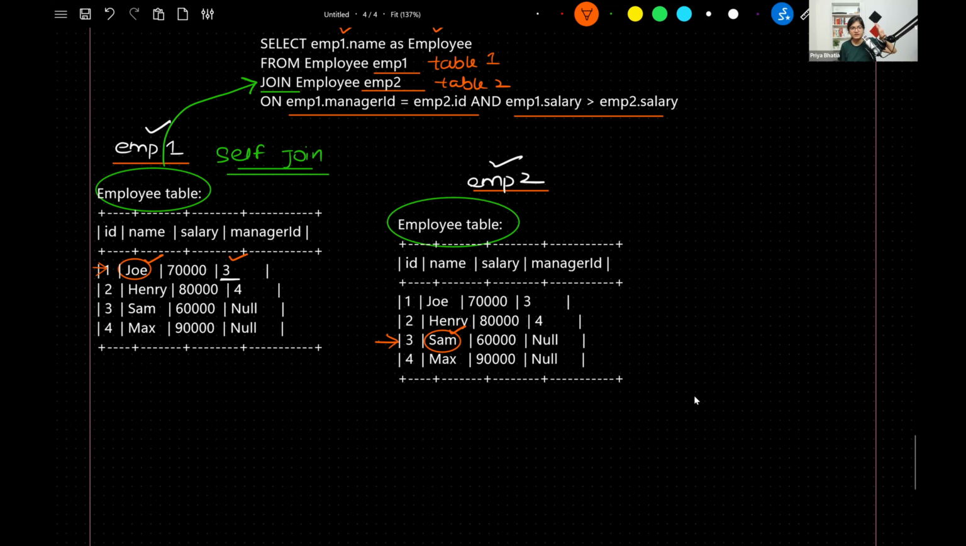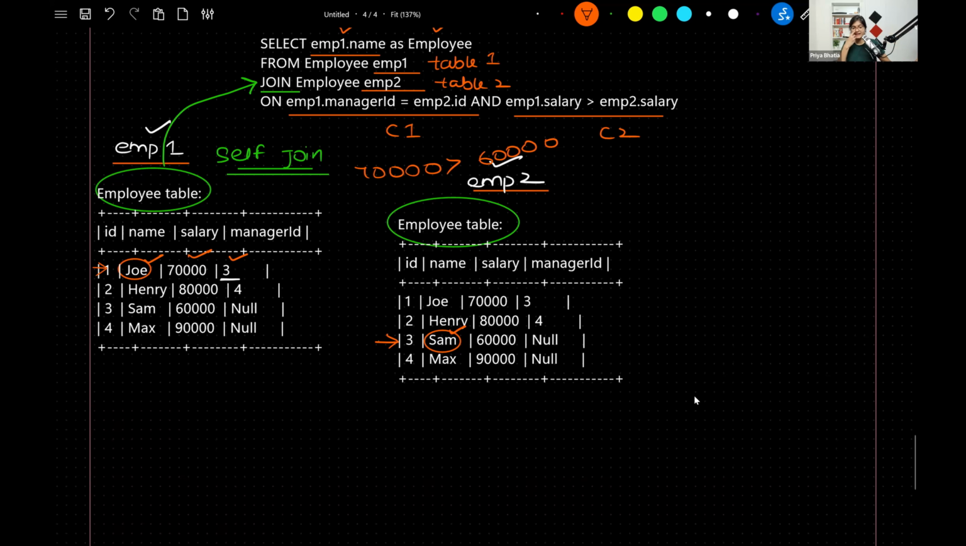Now I have to compare. This is the first condition, where the employee1 manager ID will be equal to employee2.id. Now, if it is true, the second condition is the filter operation: Joe's salary, emp1 salary, is 70,000. This will be bigger than 60,000. This is the second condition. I hope you all remember the logical operators that we did in our last sessions. When both of the conditions, condition number 1 and condition number 2, are true, then display me the name. In this scenario, manager ID 3 is equal to the emp ID, so the first condition is true. Second condition: Joe's salary, 70,000, is bigger than 60,000. This condition is also true. We will be able to display the emp1 name, which is Joe.